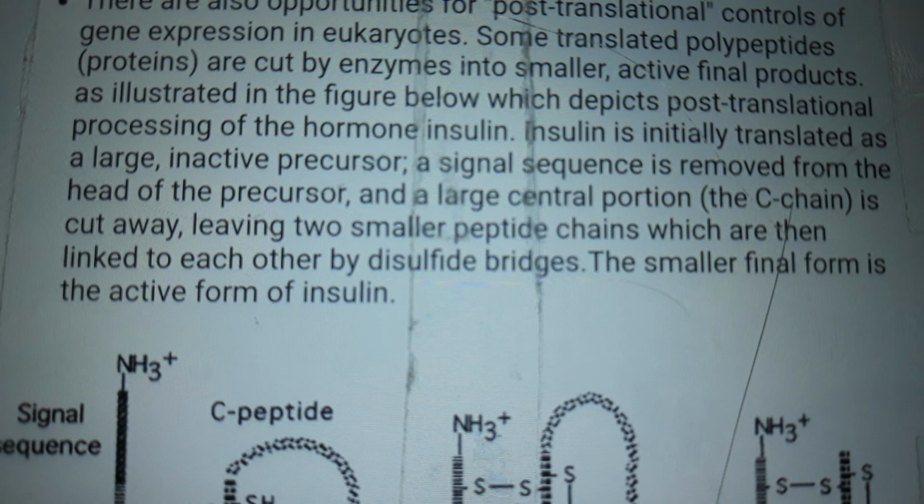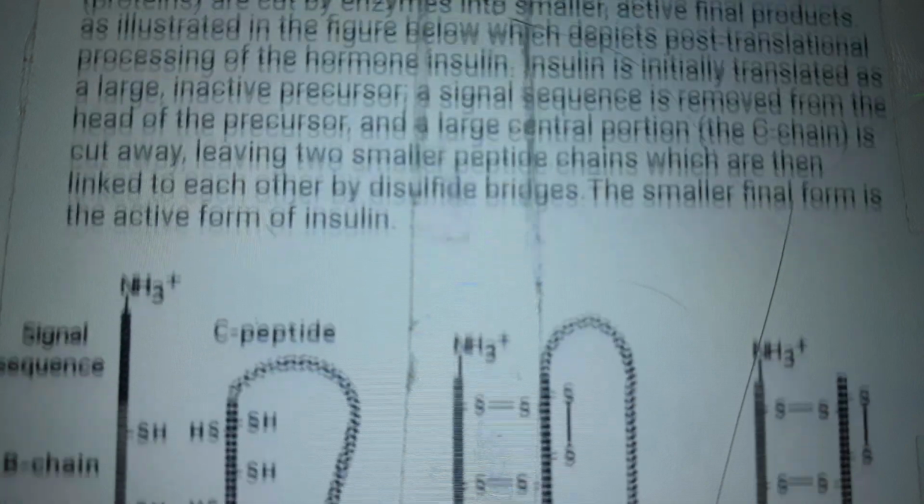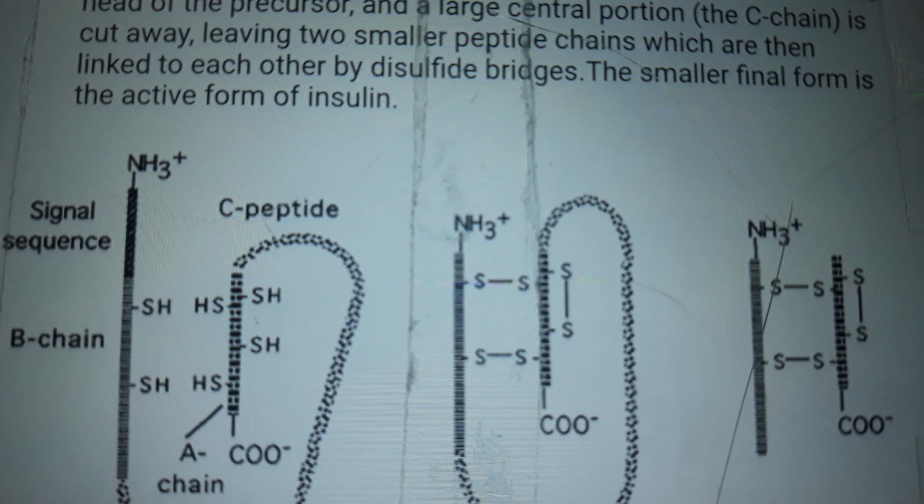There are also opportunities for post-translational controls of gene expression in eukaryotes. Some translated polypeptides, proteins, are cut by enzymes into smaller, active final products, as illustrated in the figure below, which depicts post-translational processing of the hormone insulin. Insulin is initially translated as a large, inactive precursor. A signal sequence is removed from the head of the precursor, and the large central portion, the C chain, is cut away, leaving 2 smaller peptide chains, which are then linked to each other by disulfide bridges. The smaller final form is the active form of insulin.